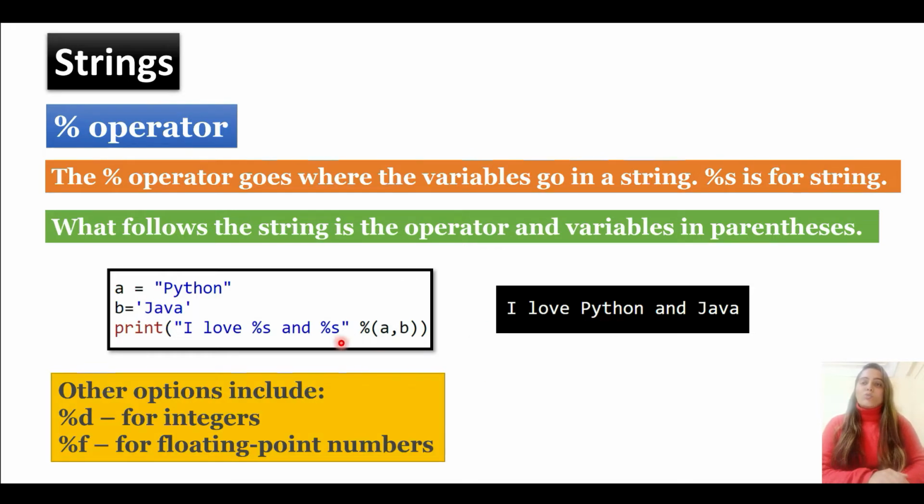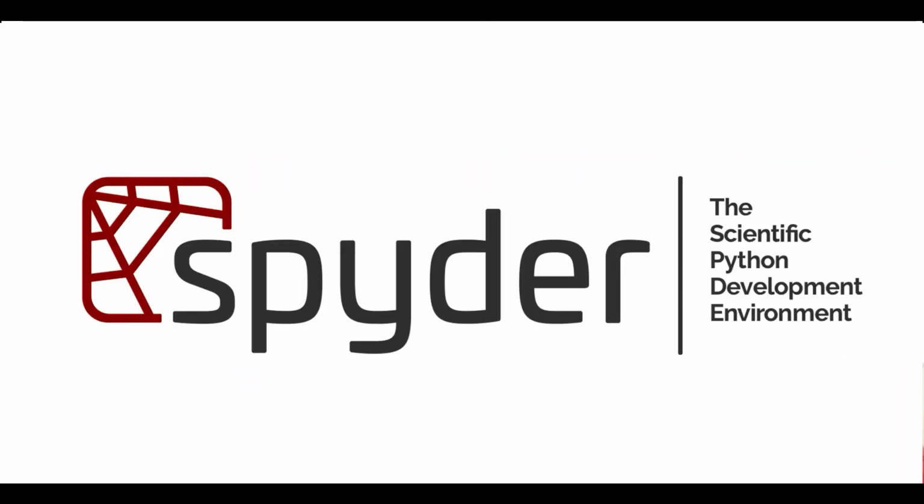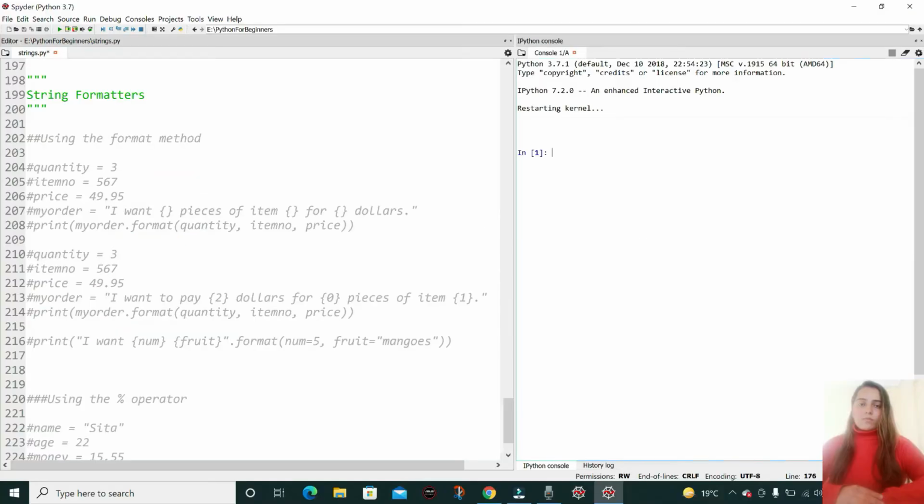You can also use %d if you want to print integers along with the strings, %f if you want to print floating point numbers along with the string. So let's code in our Spyder IDE and see. Hello, let's see how string formatters work in Python using our Spyder IDE.